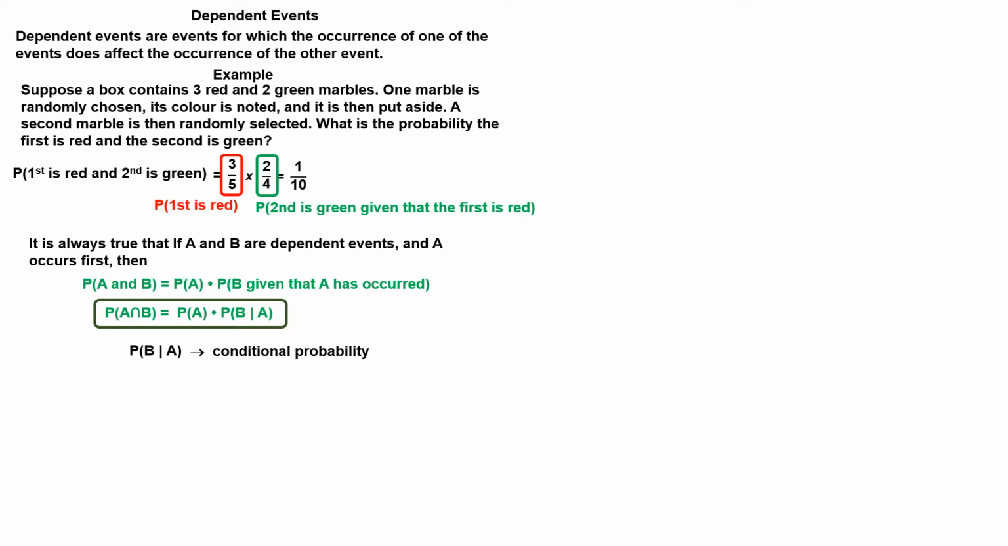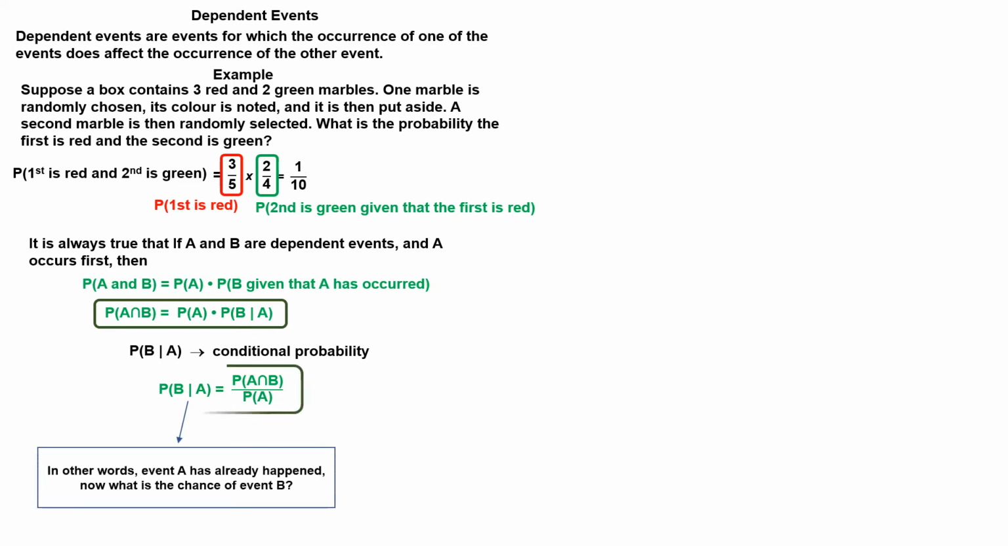We can rewrite the formula above, and the conditional probability formula is P(B|A) = P(A and B) / P(A). In other words, event A has already happened. Now, what is the chance of event B? When we are dealing with dependent events, things can get a little confusing. So let's work out a few examples to make things clearer.